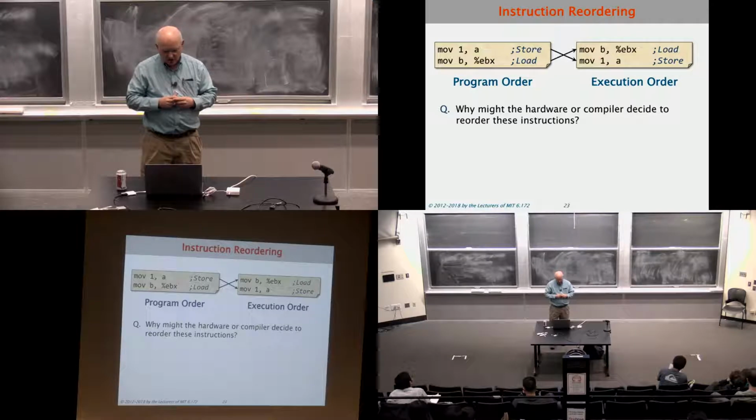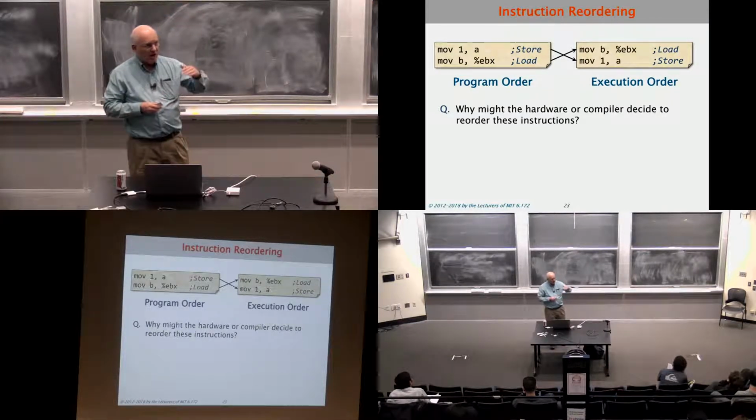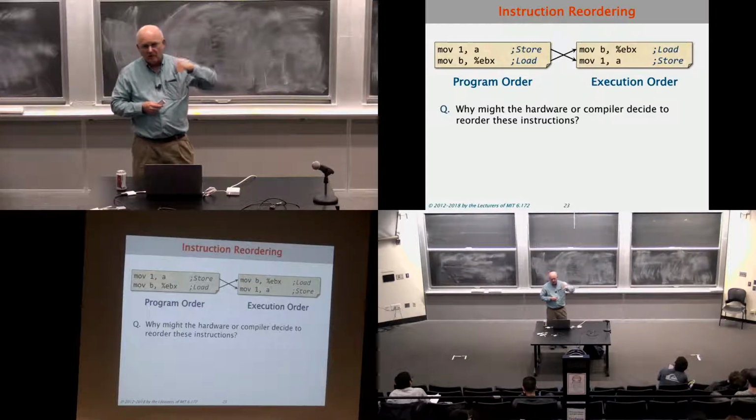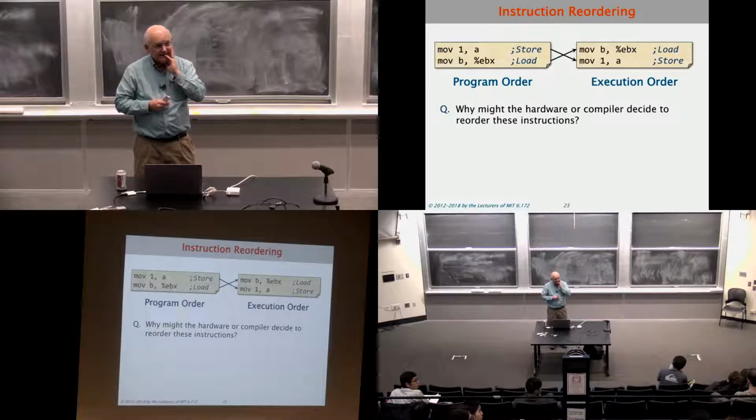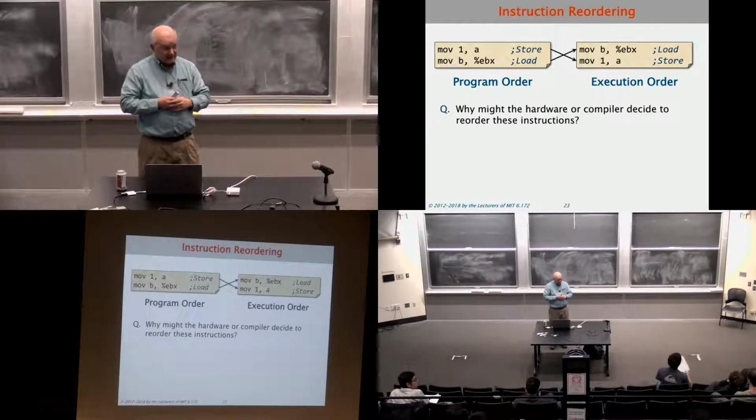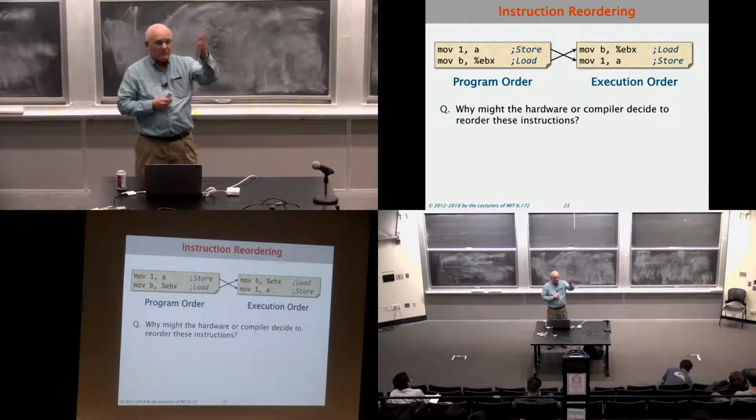So why might the hardware prefer to put the load earlier? Yeah, there might be a later instruction which depends on B. There might be a later instruction that depends on B, and so why would it put the load earlier?